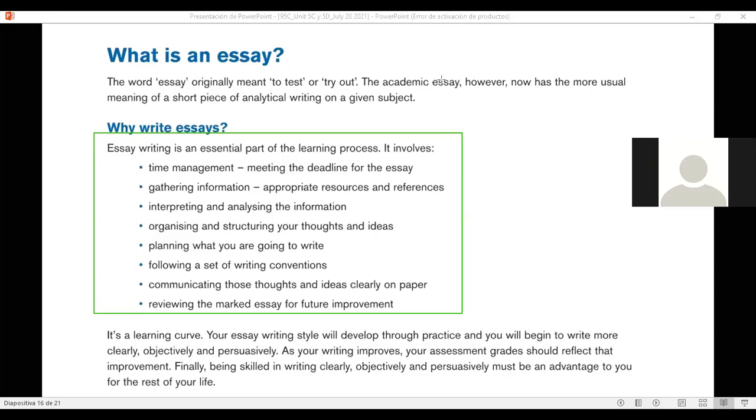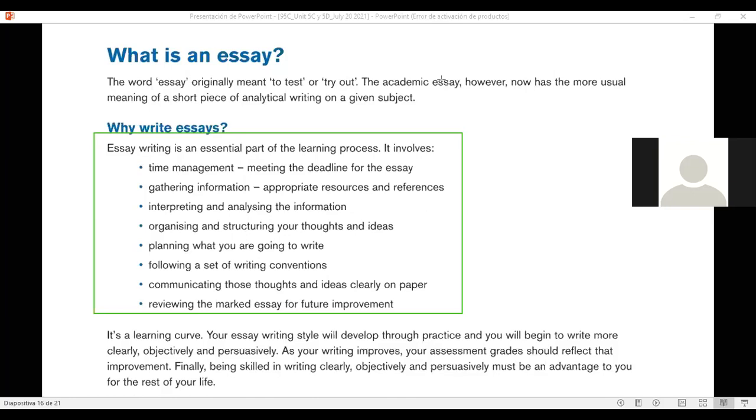So why do we write these essays? These essays are part of the learning process. Why? Because they involve so many skills that you need for the future in your jobs, okay? So to write an essay, it's required to manage your time wisely. Okay, this is very important, your time management. Necesitamos manejo del tiempo, gather information, ¿sí? Reunir información sobre el tema que vayamos a escribir el ensayo.